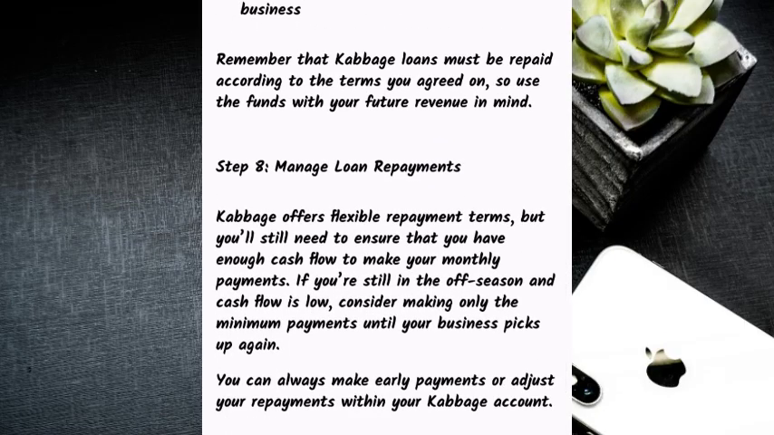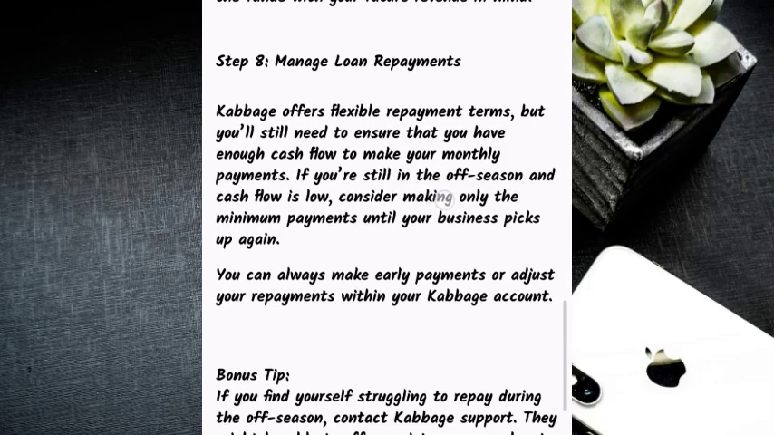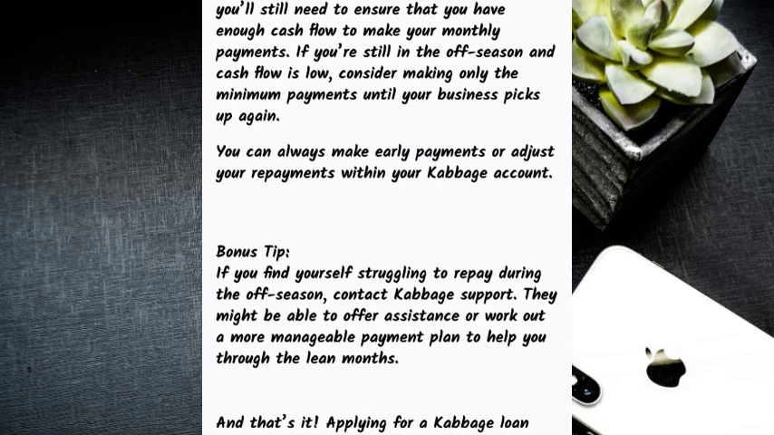Step 8, manage loan repayment. Kabbage offers flexible repayment terms, but you will still need to ensure that you have enough cash flow to make your monthly payments. If you're still in the off season and cash flow is low, consider making only the minimum payments until your business picks up again. You can always make early payments or adjust your repayment within your Kabbage account. A bonus tip is, if you find yourself struggling to repay during the off season, contact Kabbage support. They might be able to offer assistance to work out a more manageable payment plan to help you through the lean months.